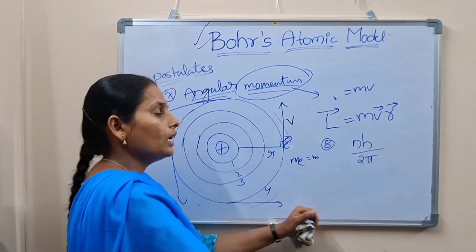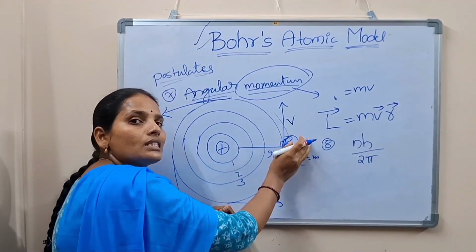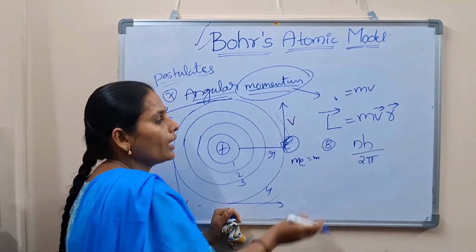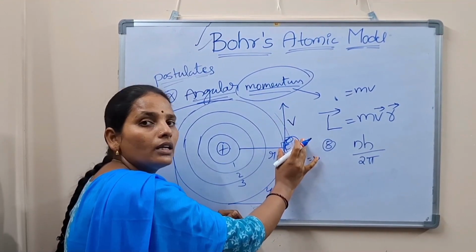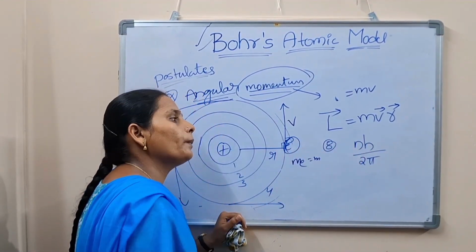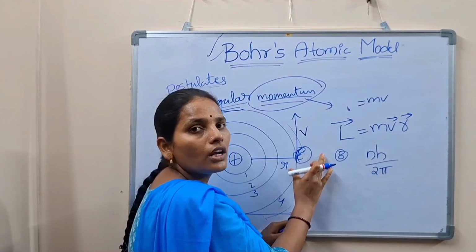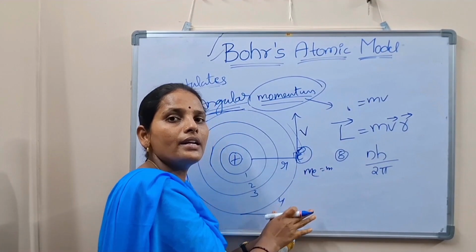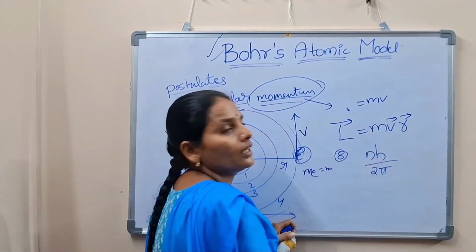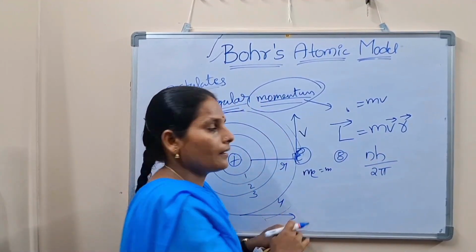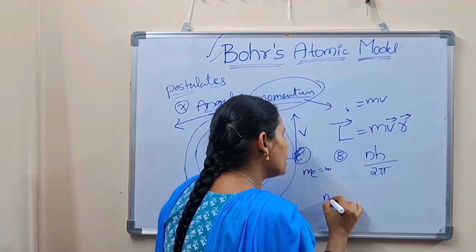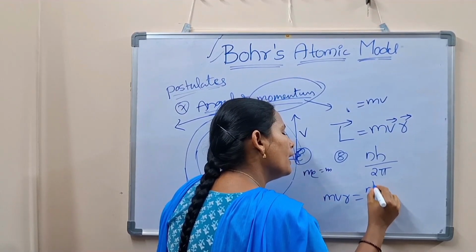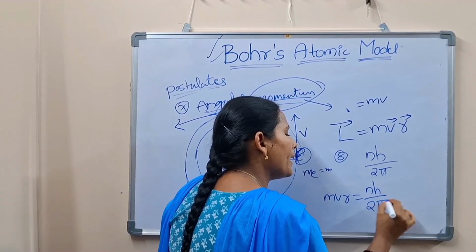That is, the electron revolution is fixed in particular orbits. That's why it is equal to an integral multiple of h by 2 pi. Here the electron revolves around the nucleus in a stationary orbit whose angular momentum is equal to nh by 2 pi only. Here n is an integer. Angular momentum equals mvr equals nh by 2 pi.